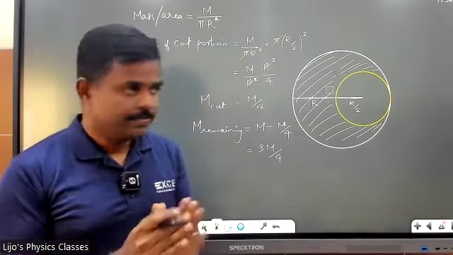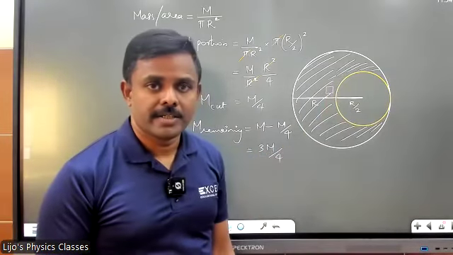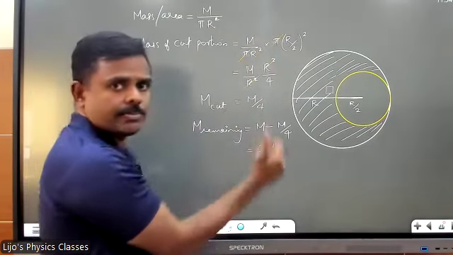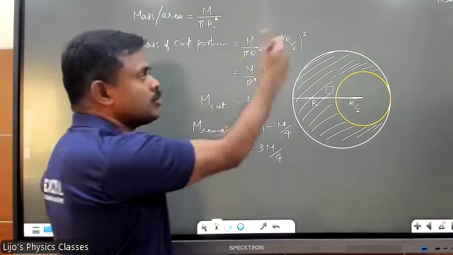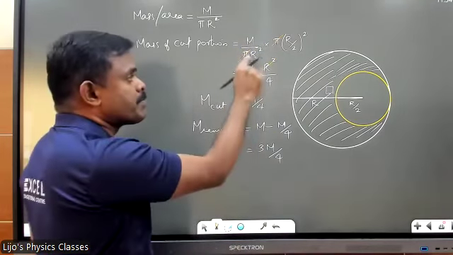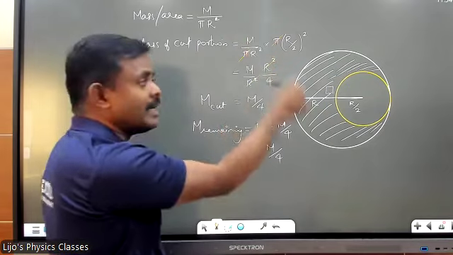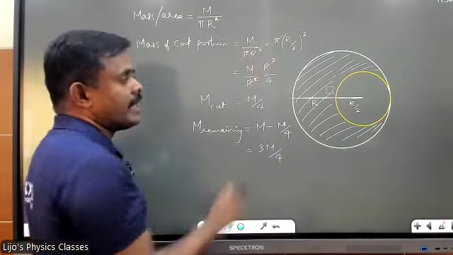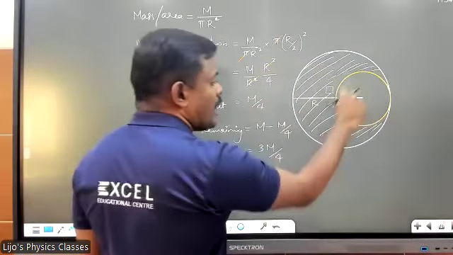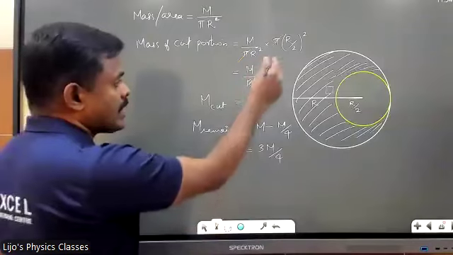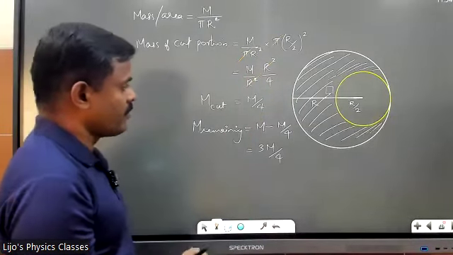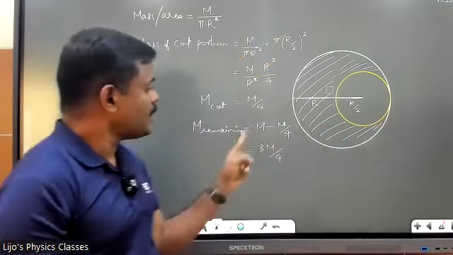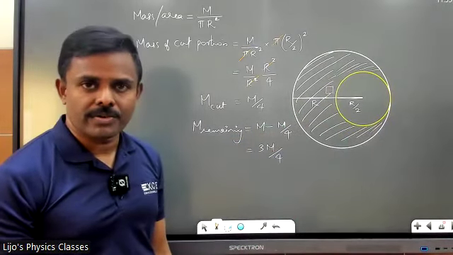It's a standard procedure. Mass of cut portion: how to find it? Mass per area into area of the cut portion. Mass per area is mass divided by area of the whole disk, pi R square, into area of the cut portion, pi into R by 2 the whole square. R square cut, you get M by 4. So mass of cut portion is M by 4. Mass of the remaining portion is M minus M by 4, which is 3M by 4.